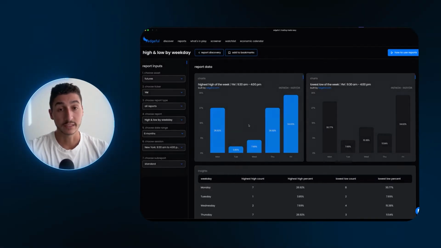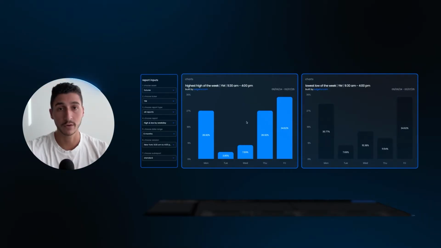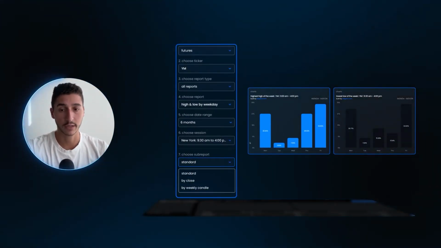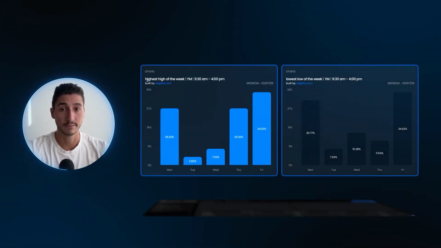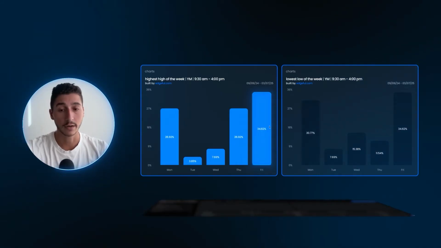So the standard report is going to measure all weeks, regardless of if they're red or green or where it opened, no matter what. There's two other variations here that we're going to cover in this video. So this here shows the highest high made in the week. And you can see that most often in the last 6 months, the highest point of the week is going to be on the Friday.